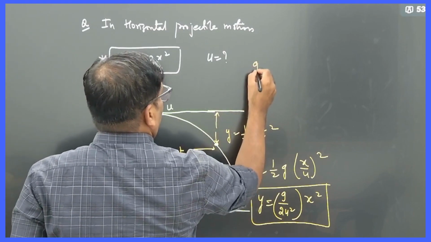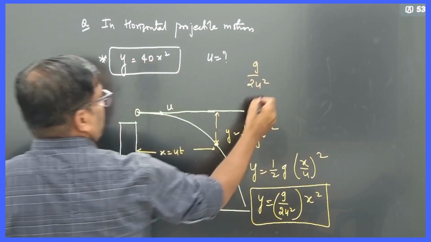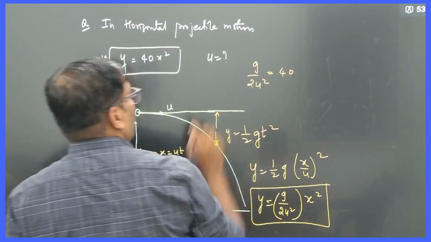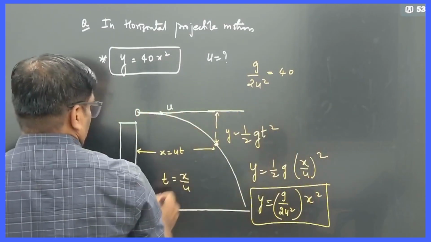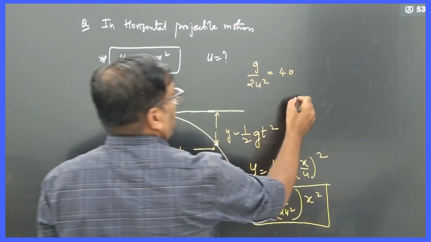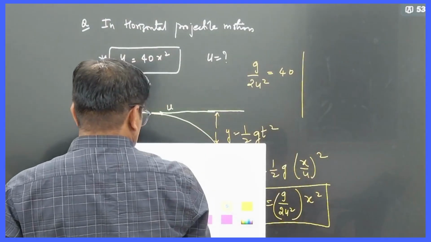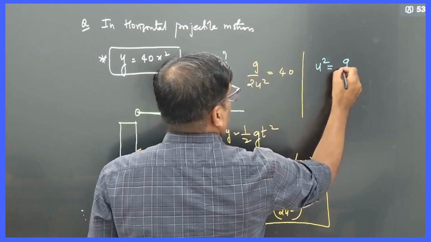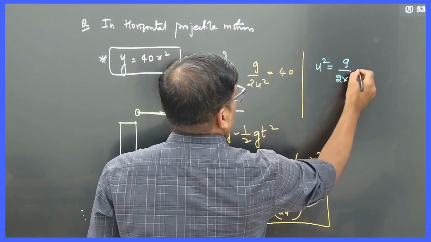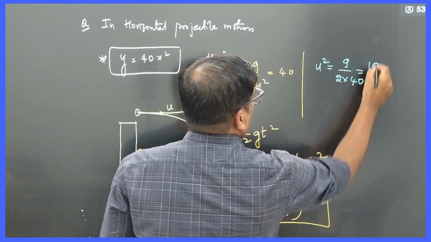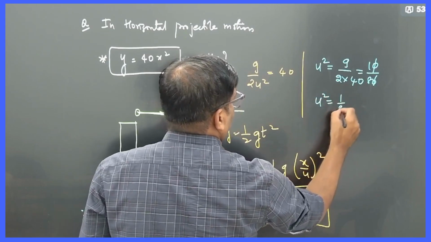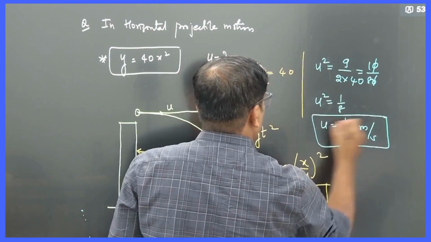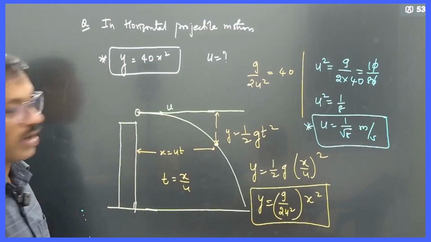So g/2u² you can compare with this equation and get it as 40. In this one we want to calculate u, so you can rewrite it as u² = g/(2 × 40). The g value is 10, so 10/80. It will get cancelled, u² = 1/8, u = 1/√8 meters per second. This is the speed with which it is thrown horizontally.